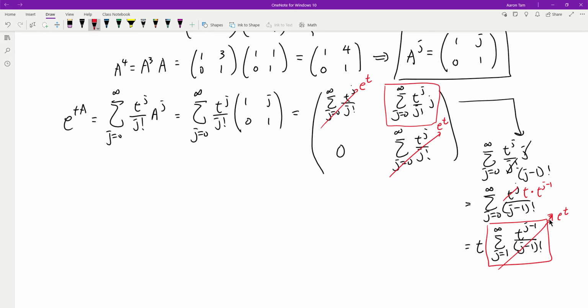The short answer is that this can be rewritten as j starting from 0, with j factorial and t to the j, because notice that if j is equal to 1, then we start at 0 factorial and 0 power. So that's pretty much the short answer. Notice that that becomes e to the t, but I do have a t in front. So that thing actually turned into t e to the t. And that gives us our matrix exponential.